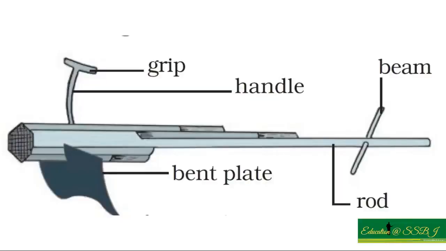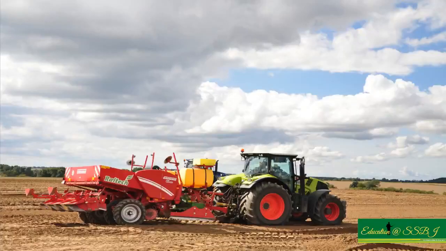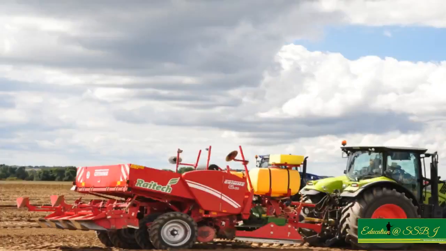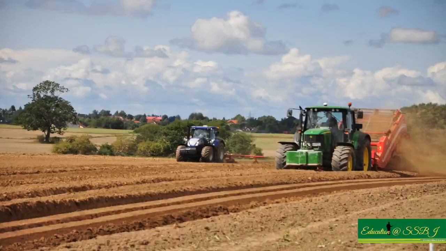Hoe is a simple tool which is used for removing weeds and for loosening the soil. It has a long rod of wood or iron. A strong, broad and bent plate of iron is fixed to one of its ends, which works like a blade. And then the third one is cultivator. This cultivator is used to prepare proper seed bed for the crop to be planted.